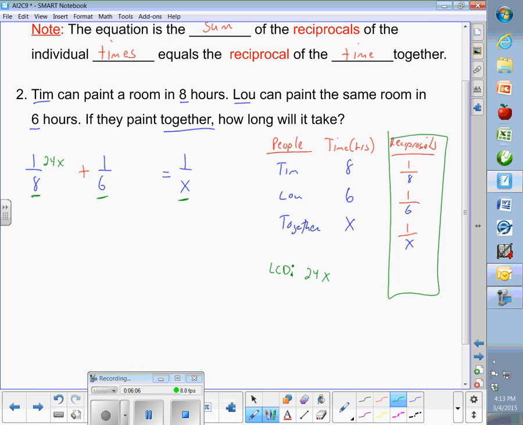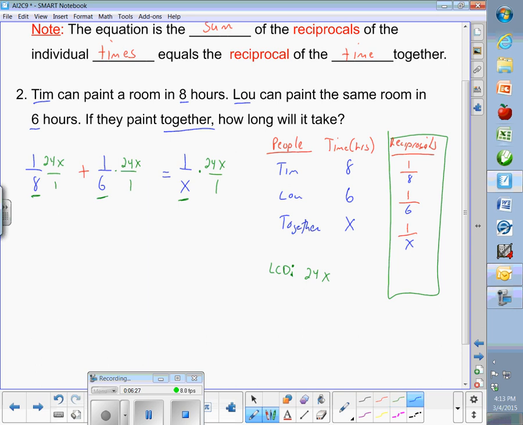So we're going to multiply the front term by 24x. We're going to multiply the second term by 24x. And we're going to multiply the right-hand side by 24x. Okay? Again, this methodology is the way of ridding equations of fractions, and that's what we want to do.